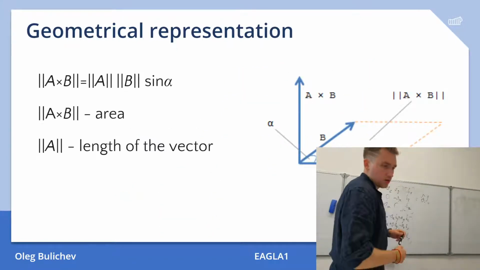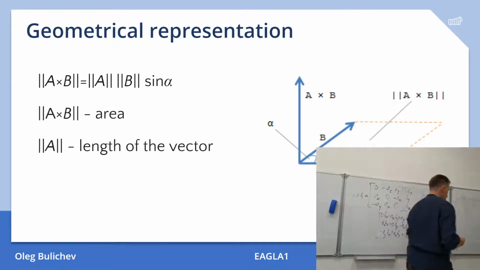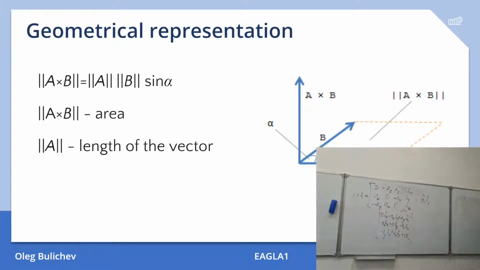So, we also have a geometrical representation. As I mentioned before, it will be the area of this parallelogram. The geometrical representation looks like this. In this case, it will be the length, as you may see: length of A, length of B, times sine. So in the dot product we have cosine, in this case we have sine. That is the difference.